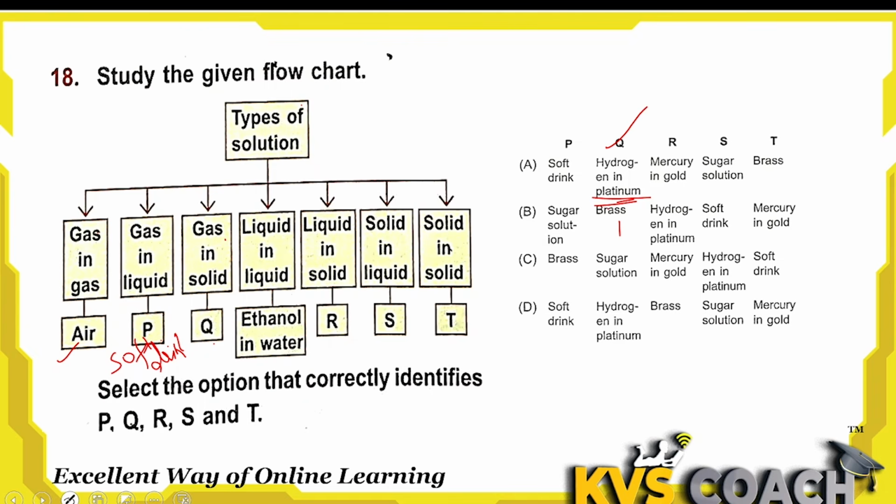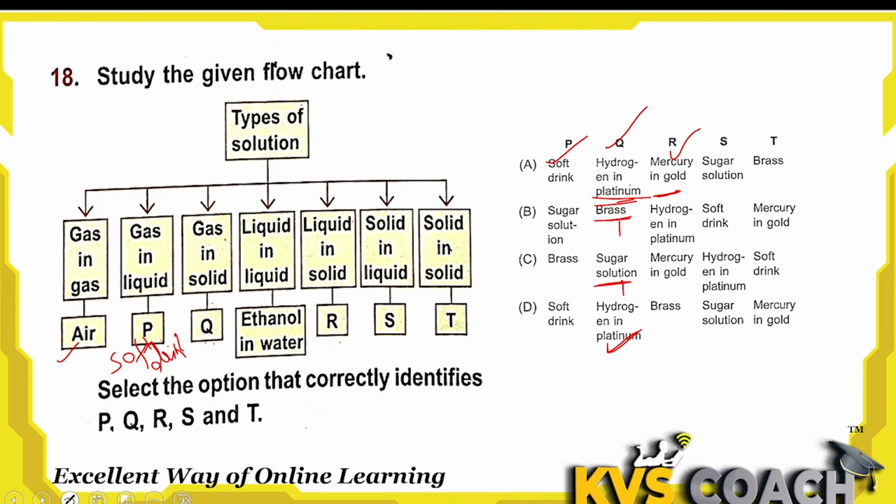Brass is an alloy, sugar solution is solid in liquid, and hydrogen in platinum is gas in solid. Brass is solid in solid. So the gas in solid example is hydrogen in platinum. So the first is fulfilling the condition. Second is fulfilling the condition. Here R is liquid in solid, mercury in gold. Yes, this is an example of liquid in solid.